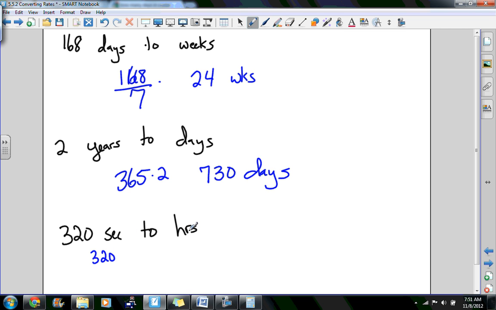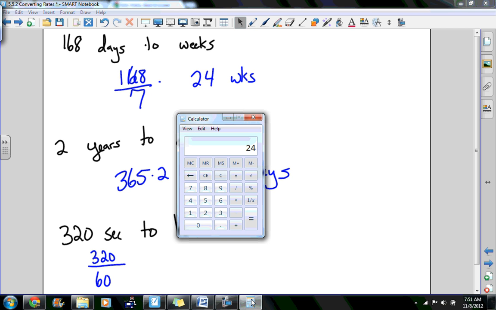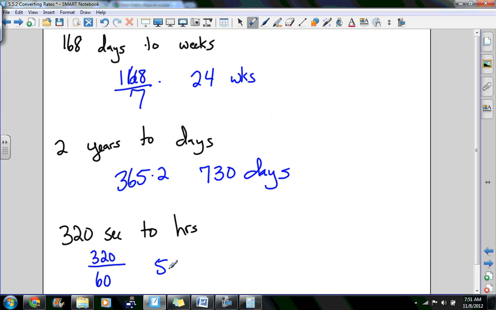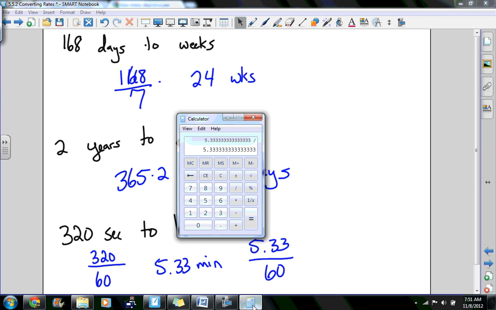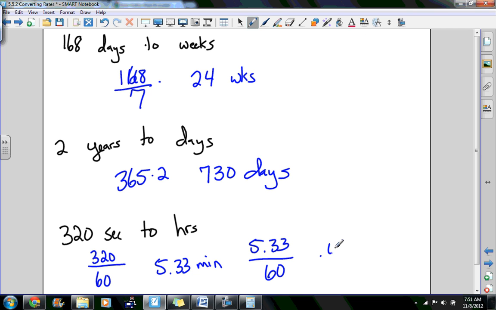320 seconds, well, we know there are 60 seconds in 1 minute. So I'm going to divide by 60. Oops. Gives us about 5.33 minutes. Now, this is important. Now that we're at minutes, we have to do the process again. So we go, there are 60 minutes in an hour. So we get 0.09 hours. Just important, always follow those labels.